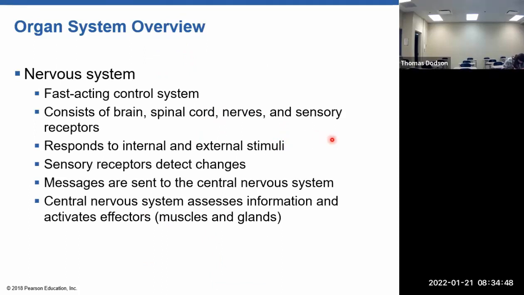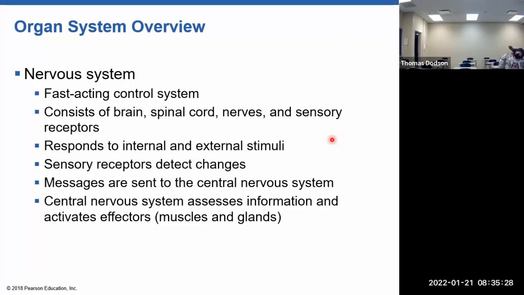Your nervous system. This system helps you to control everything else. It is about control from your brain, through your spinal cord, through your nerves, to your various sensory receptors, or back again. Because if you touch something and feel something, it's going to go from sensory receptors to the nerves, to the spinal cord, to the brain, to tell what's going on. So you get internal and external stimuli that you respond to, and the sensory receptors will detect different changes.